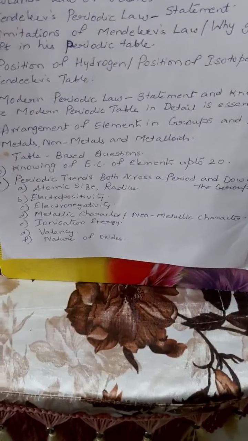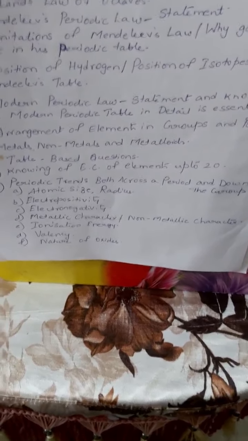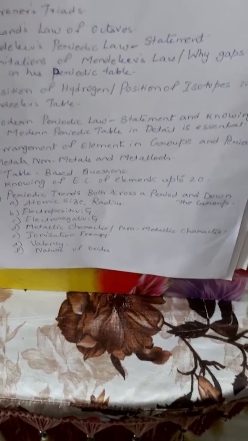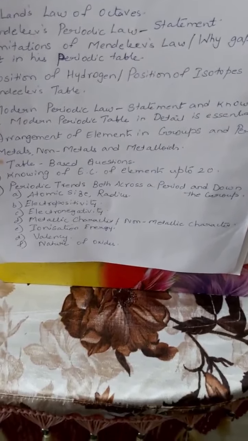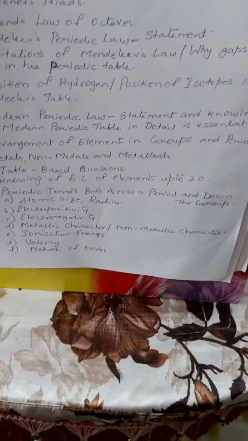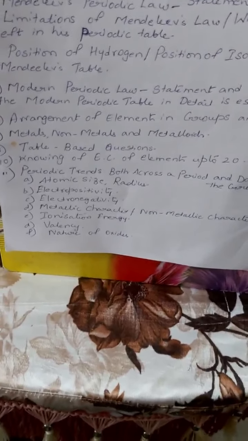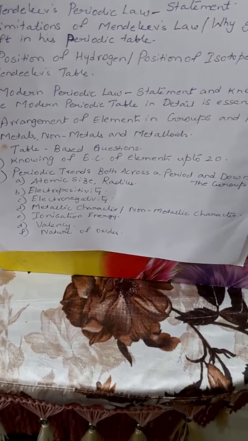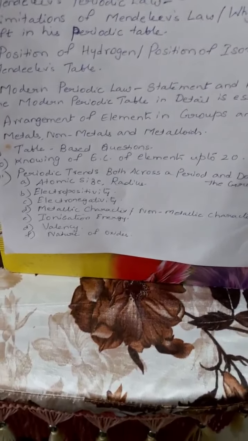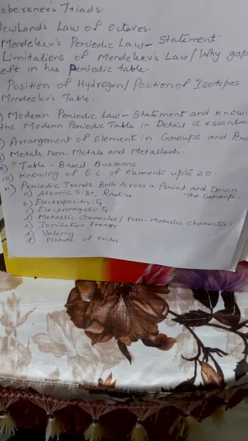What is ionization energy? What is valency? And how does the nature of oxides vary? These are the following periodic trends that need to be practiced, that need to be learned. How are the trends varying both across a period and down the group? Learning the definitions of atomic size, atomic radius, electropositivity, electronegativity, ionization energy or ionization potential, valency are very, very important.